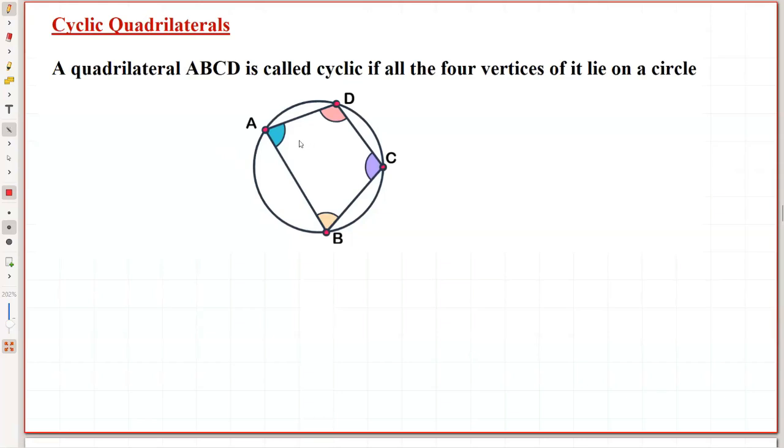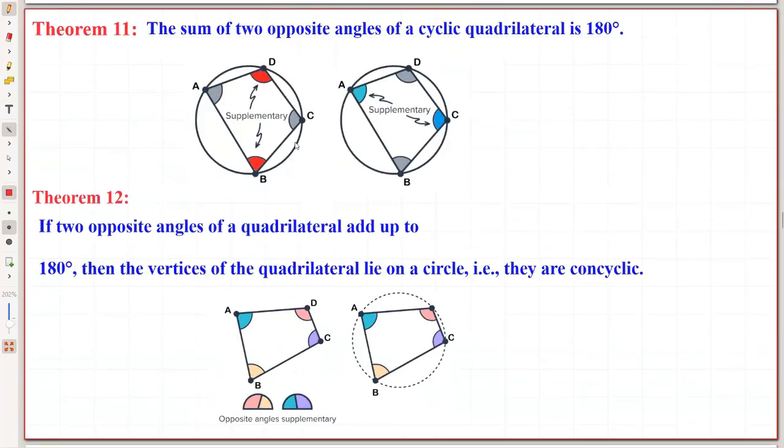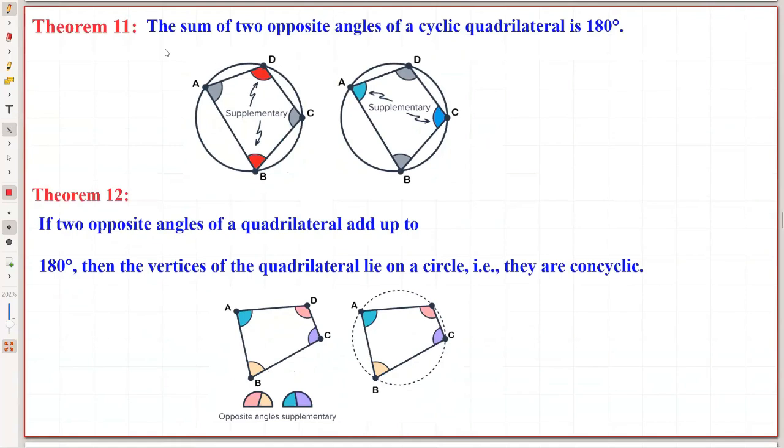If it is a cyclic quadrilateral, then we have one more property. That is theorem number 11. The sum of 2 opposite angles of a cyclic quadrilateral is 180 degrees. If ABCD is a cyclic quadrilateral, the sum of 2 opposite angles is equal to 180 degrees, or supplementary. So A plus C is equal to 180 degrees and B plus D is equal to 180 degrees.